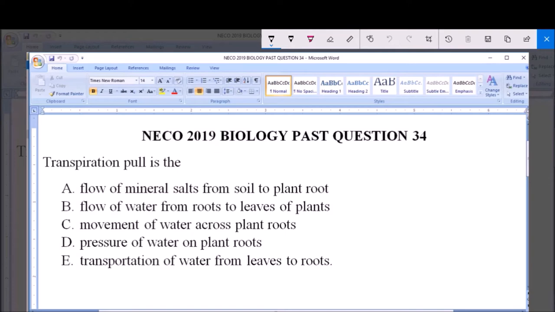I will be answering NECO 2019 biology past question 34. Transpiration pull is the A, flow of mineral salts from soil to plant roots. B, flow of water from roots to leaves of plants. C, movement of water across plant roots. D, pressure of water on plant roots. And E, transportation of water from leaves to roots.